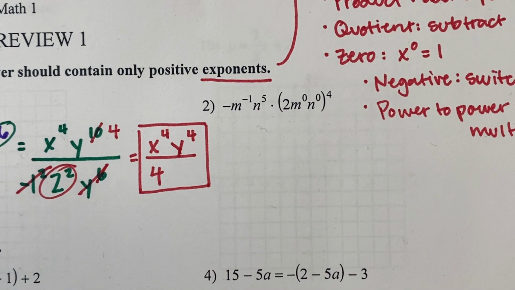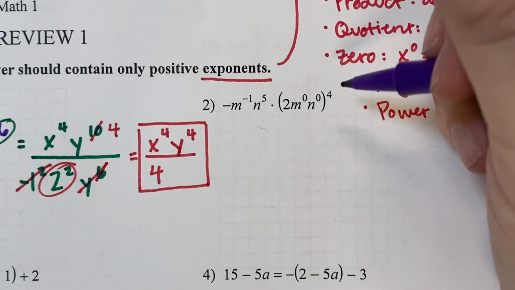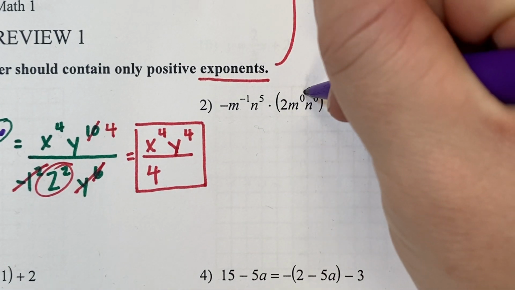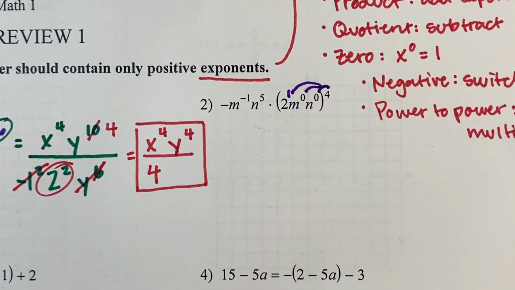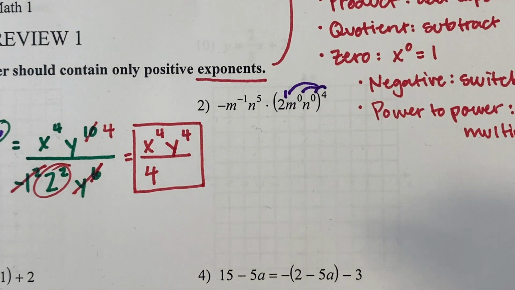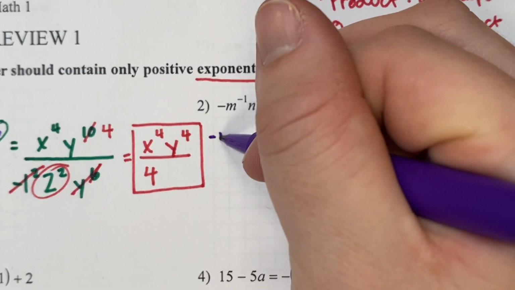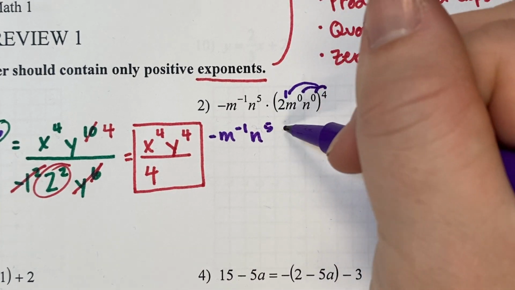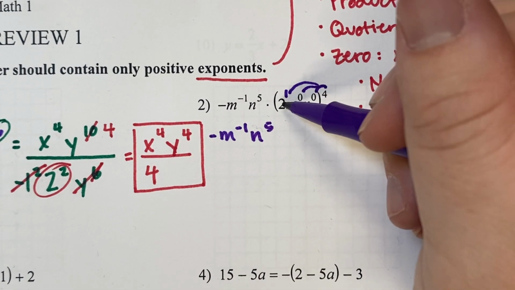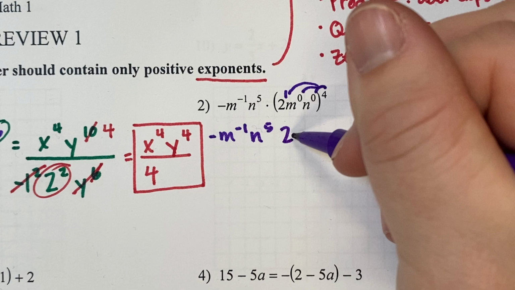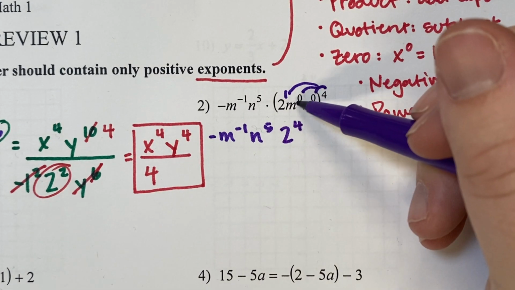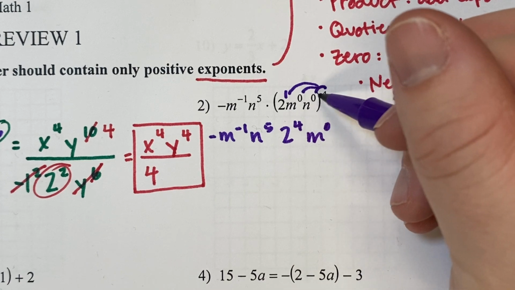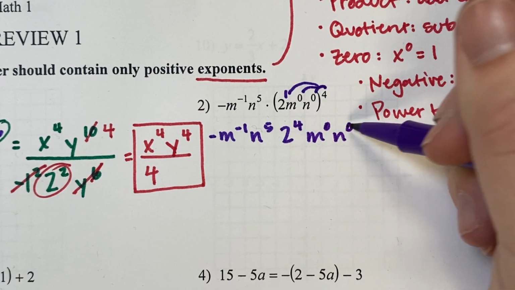So the first thing, again, that I notice are these parentheses. Okay, so I have 4 that's going to multiply to every exponent, including that 2 to the positive 1. So these stay the same, so this is -m to the -1, n to the 5th, times 2 to the 1st times 4 is 2 to the 4th. M to the 0 times 4 is m to the 0. N to the 0 times 4 is also n to the 0.